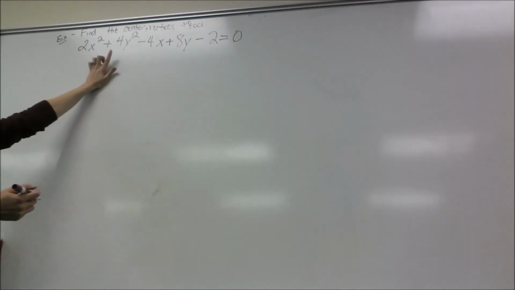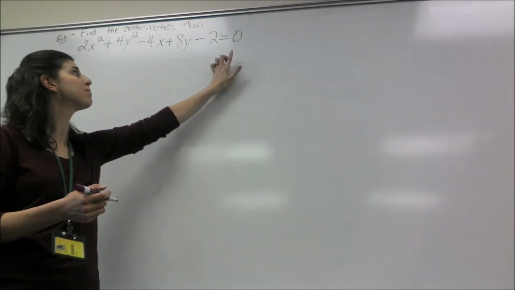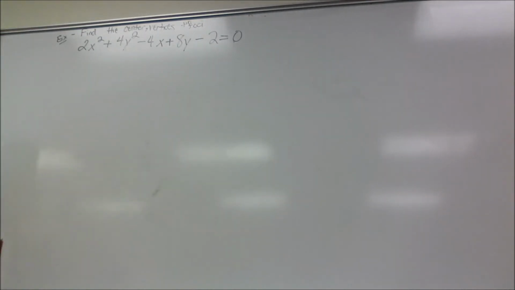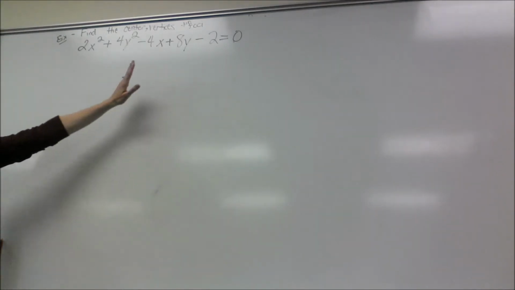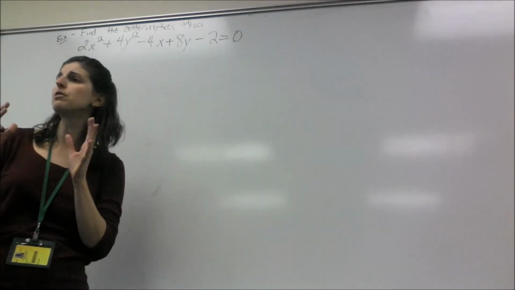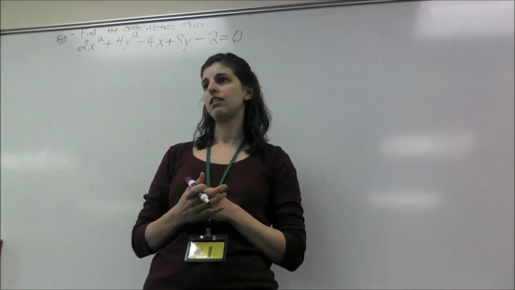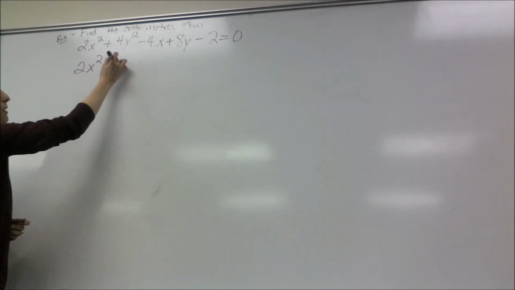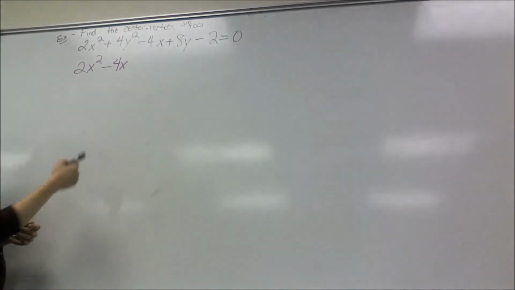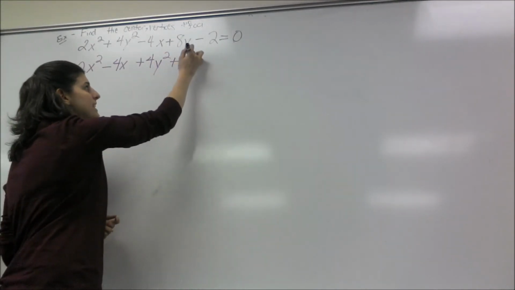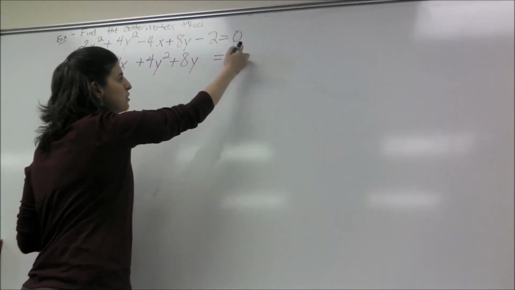So 2x squared plus 4y squared minus 4x plus 8y minus 2 equals 0. It's all mixed up. First thing to do is to get all the variable terms on one side and the numbers on the other side. So move the 2 away. I'm also going to rearrange the terms so that I have the x terms together and the y terms together. So 2x squared, I'm going to put the minus 4x next to it, plus 4y squared, plus 8y, and I'm going to add the 2 to the other side.